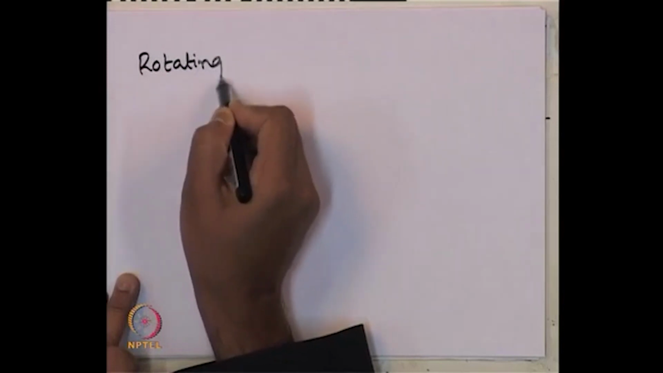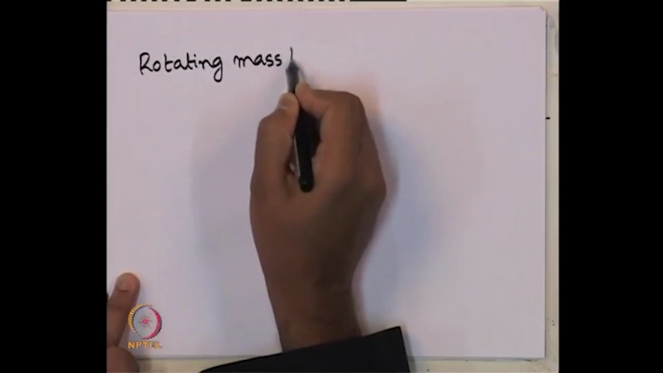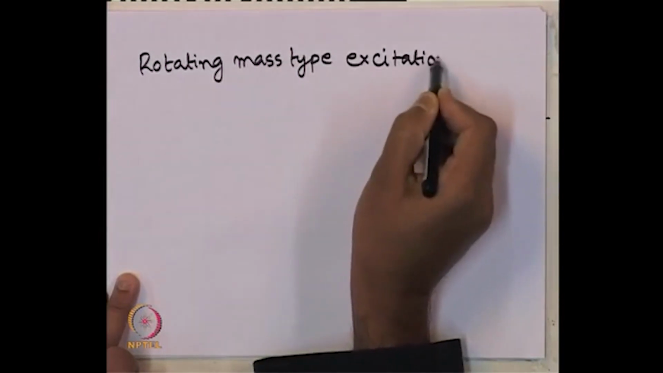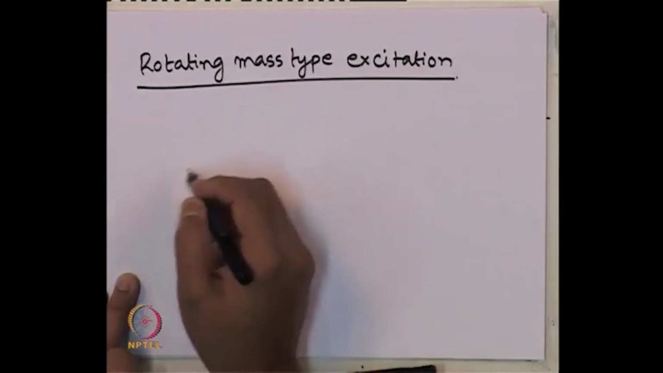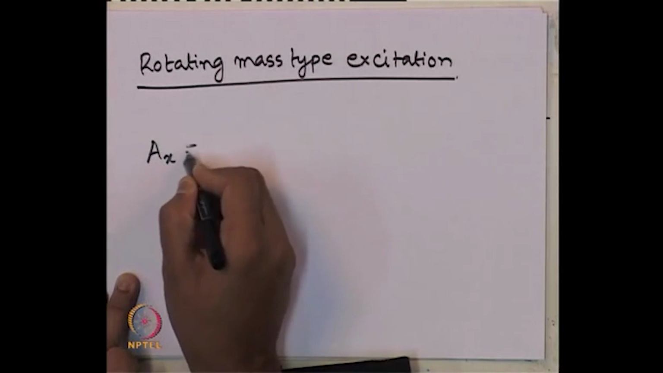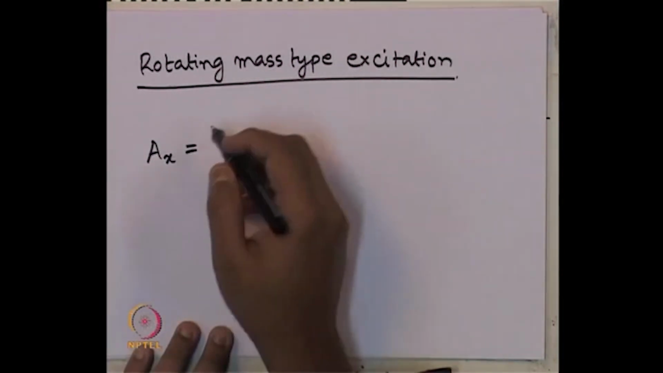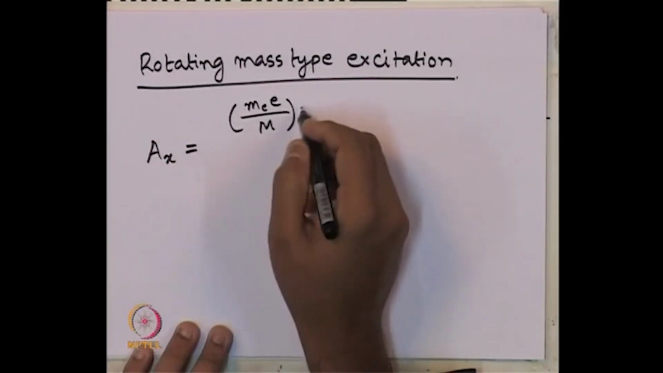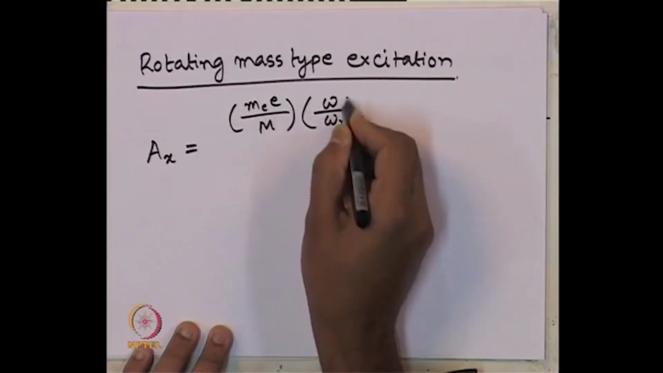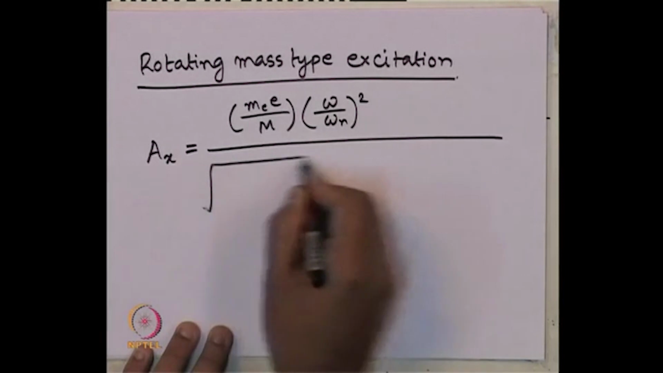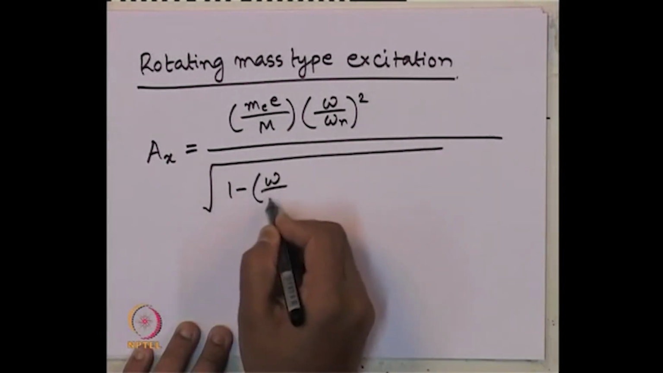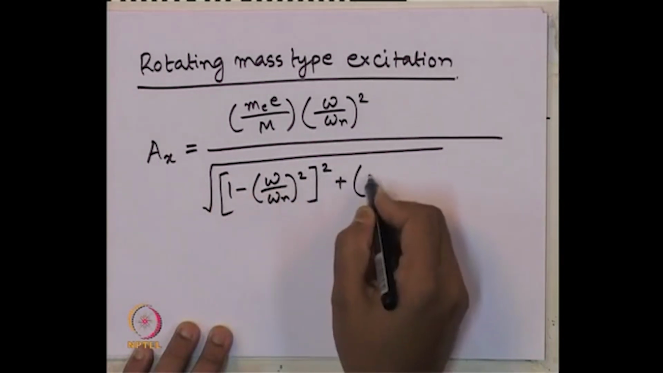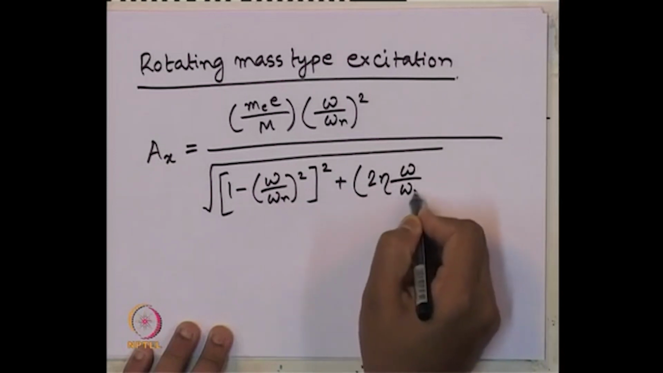For rotating mass type excitation, what is the expression for A x? To compute the value of A x, it is given by m e e by m, omega by omega n whole square, divided by root over (1 minus omega by omega n whole square) whole square plus (2 eta omega by omega n) whole square.